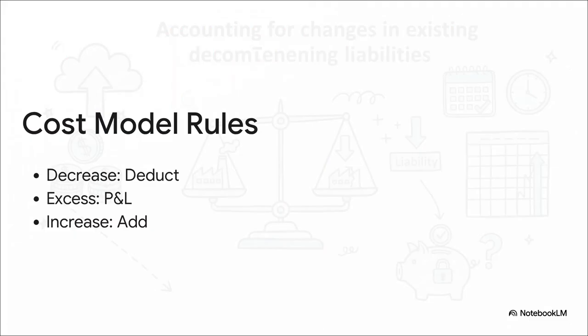Okay, under the policy choice of the cost model, here is your if-then-where framework. If the liability decreases, then you deduct that amount. Where does it go? Straight from the cost of the asset on the balance sheet. But wait, if that decrease actually exceeds the carrying amount of the asset, then what? Well, you obviously can't reduce an asset below 0, so where does that excess go? It's recognized immediately in profit and loss. Conversely, if the liability increases, then you add the increase, where? Directly to the asset cost, which of course is going to increase your future depreciation expense.